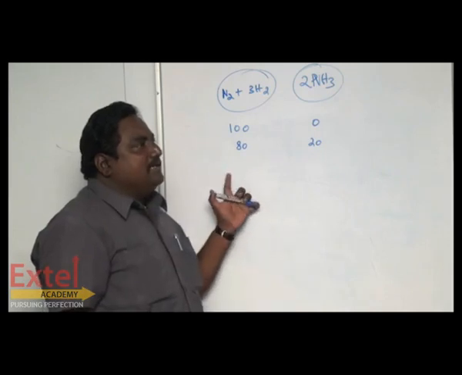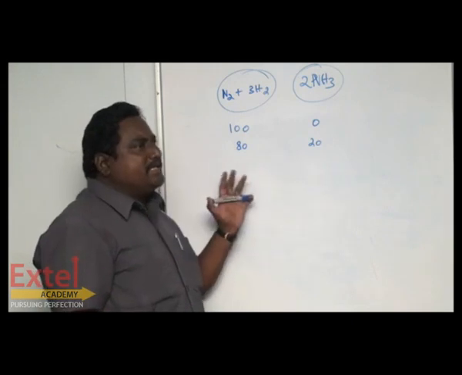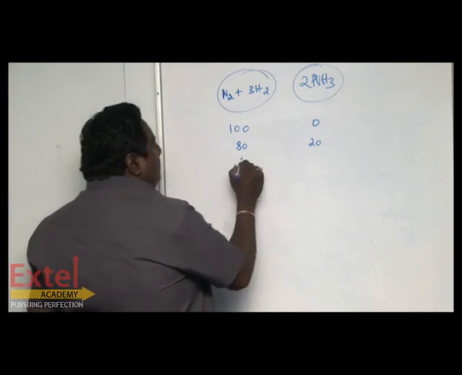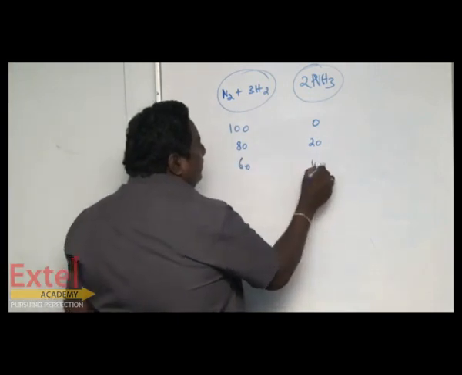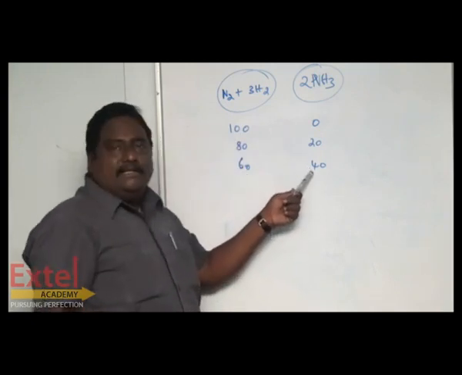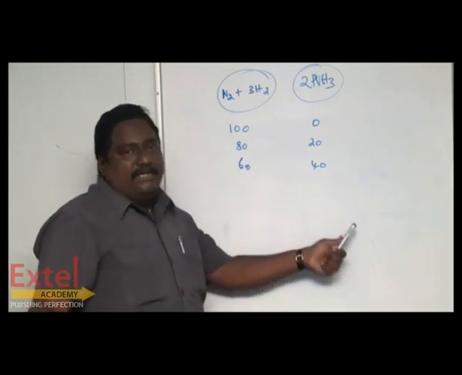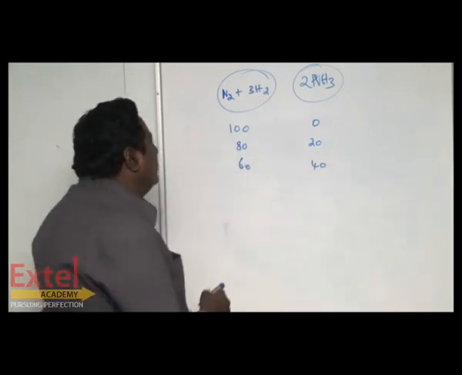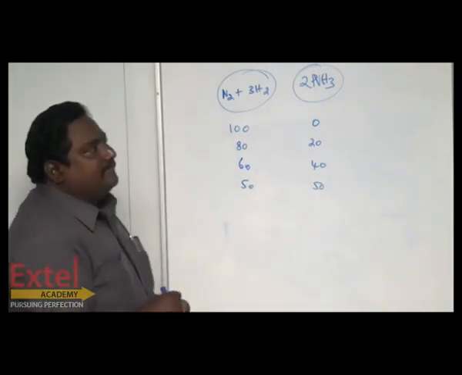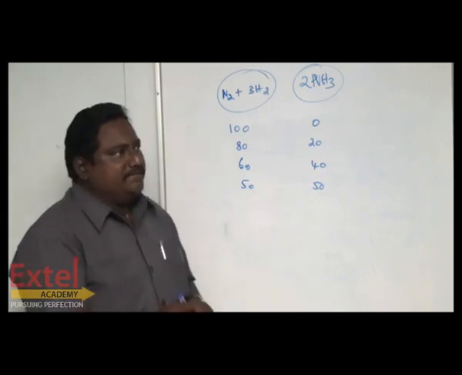Which is larger, reactant or product? Reactant. So, in which direction does the reaction proceed? From reactant to product. Now, it becomes 60 and 40. Look here, when the reactant decreases, the product increases. Now, in which direction does the reaction proceed? Higher to lower, reactant to product. At some time, both become 50 and 50. This is called the equilibrium reaction.